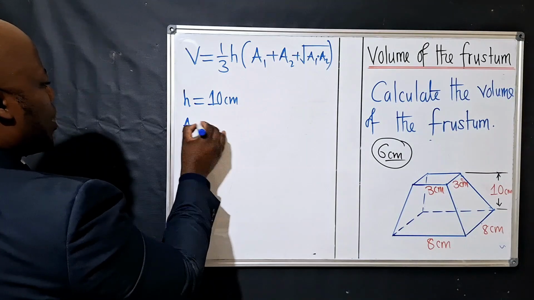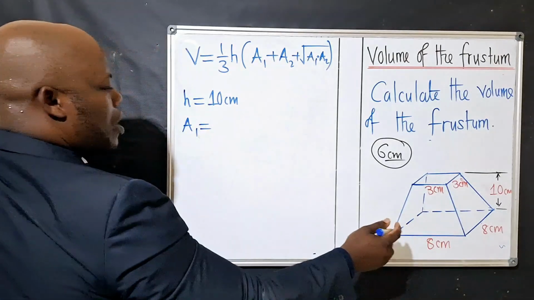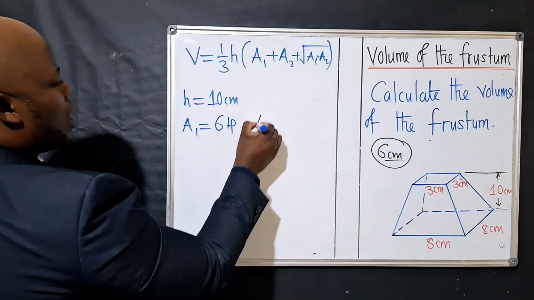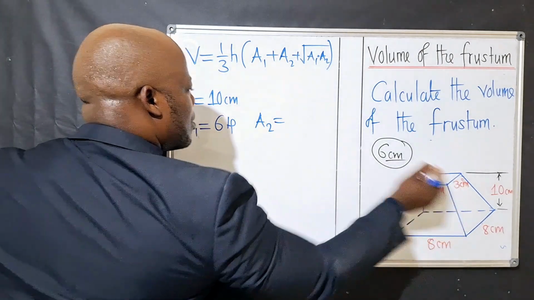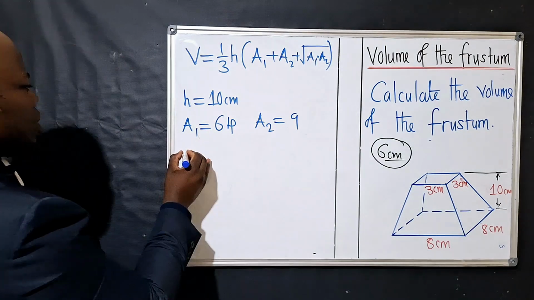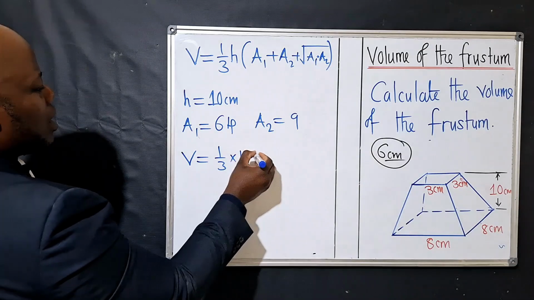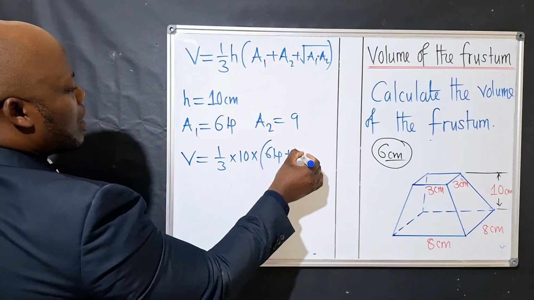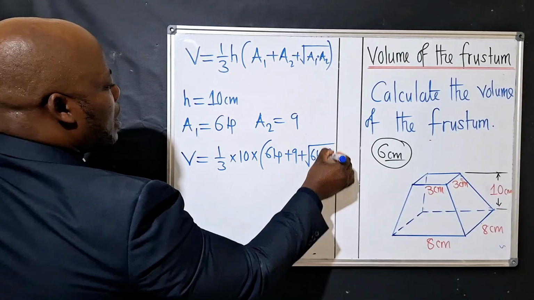What about our A1? Our A1 will be the area of the base here. So the area of the base will just be this times this. It will give us 64. And then A2 will be the area of this part here. So it will be 3 times 3, which will give us 9. Okay? I hope you're able to see. So now we can plug in our formula. 1 over 3 times 10 times 64 plus 9 plus square root of 64 times 9.